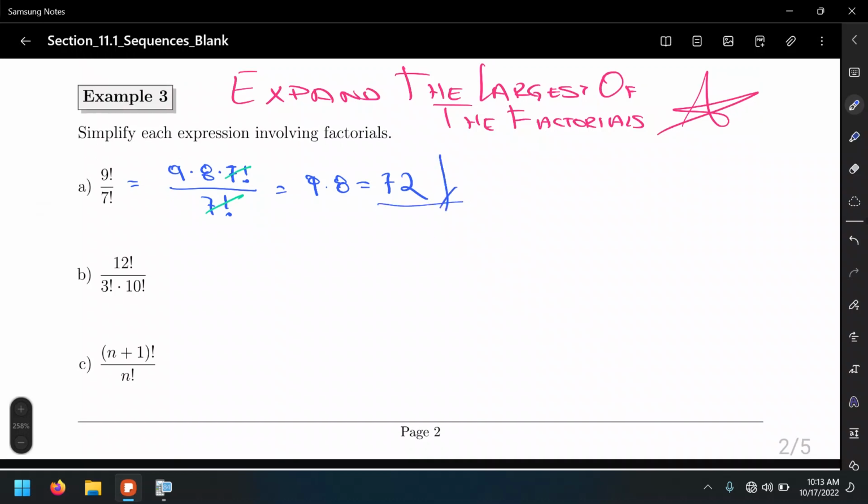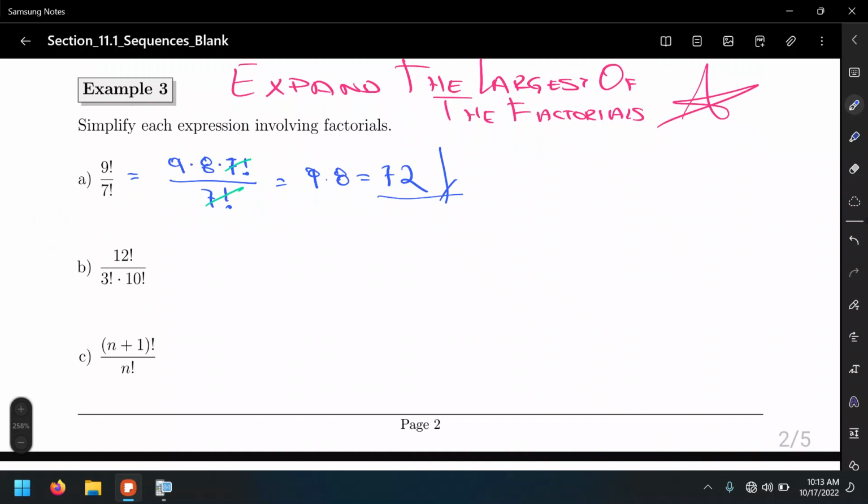All right, let's have a look at another example, letter B, 12 factorial over 3 factorial times 10 factorial. In this case, we need to decide what's the best way to simplify this. Of course, you could do the 12 factorial and go all the way.